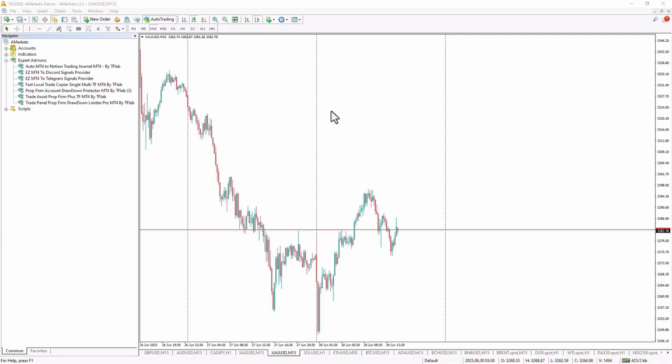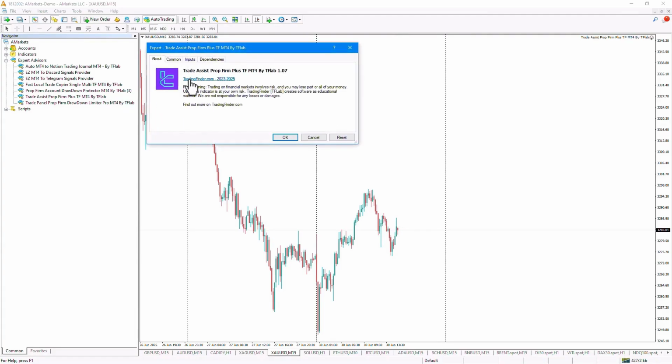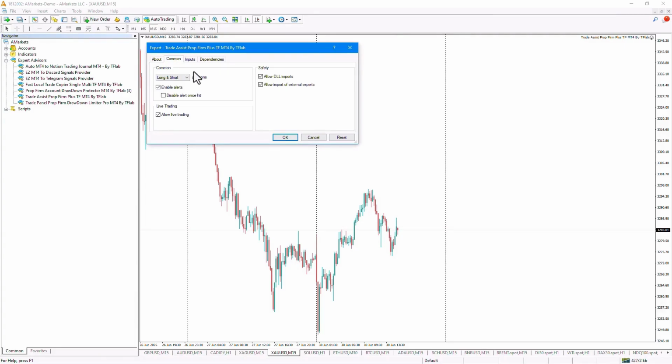In the first part of the tutorial, we select the expert file from the navigator section and run the expert by dragging the file onto the chart. We go to the Common tab, and in this tab, we enable the options Allow DLL imports, Allow imports of external experts, and finally Allow live trading.